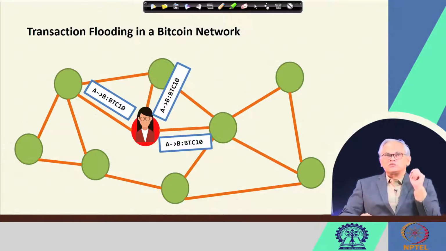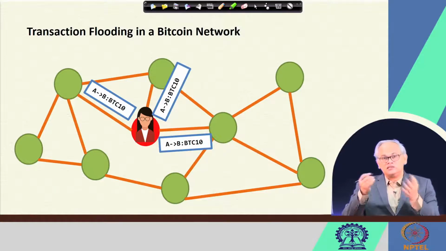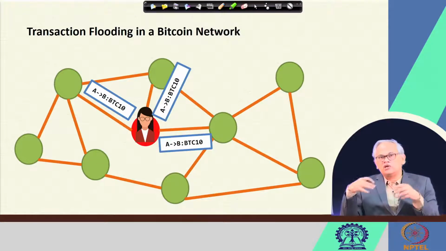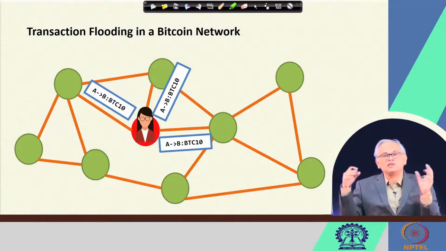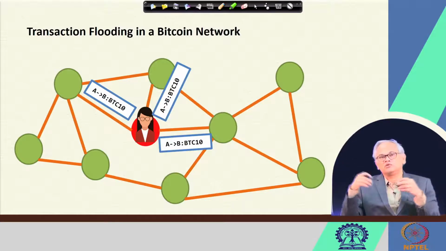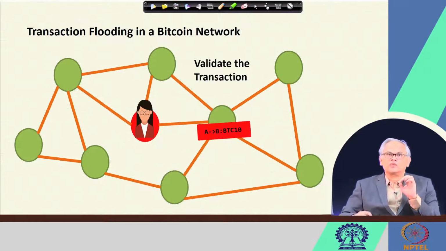If you see the title of the slides, it says transaction flooding in a Bitcoin network, but it does not mean that Alice is indeed going to flood the entire network with her transactions. As we will see very quickly, her neighbors will now be sending it to their neighbors, and then the neighbors of neighbors will be sending to their neighbors, and so on. So, that is how the flooding will actually take place. It is not Alice who is flooding the entire network.